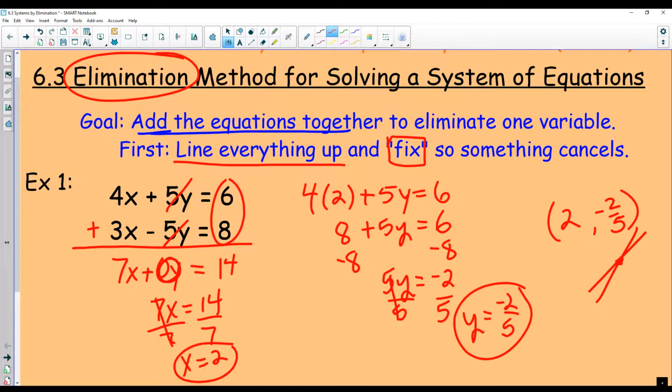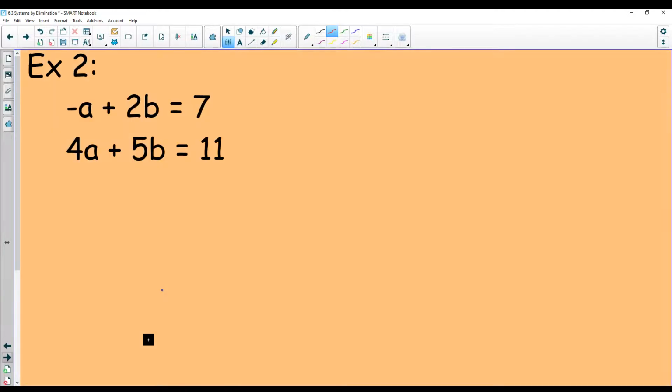So our goal is to make it look like this, where everything is lined up and something cancels. But we might have to fix that, so let's look at this problem. We have a's and b's here, it doesn't matter. We need to make sure that everything is lined up, even the equal sign and the constant, so we're good for that. But if we add these together, I'm not going to get a 0. Either a has to be eliminated or b. So this would give us a 3, that would be a 7.